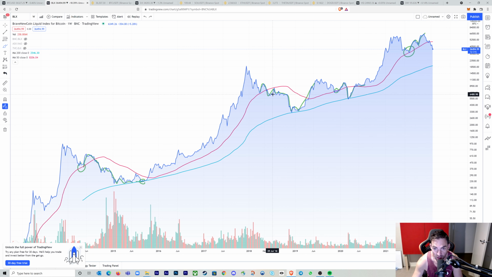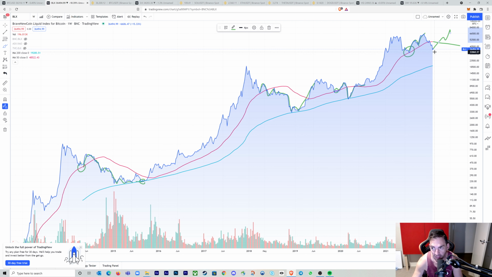Now, maybe we do something similar to 2018 here, where we came back up to test it. You can see that we've come back up, we've tested it, we got rejected, and then we ended up going back down again. So that's a possibility. So that's where the 50-week moving average might be. Maybe we come back up to somewhere around this mid 40s, and then it's possible we get above it and go above.